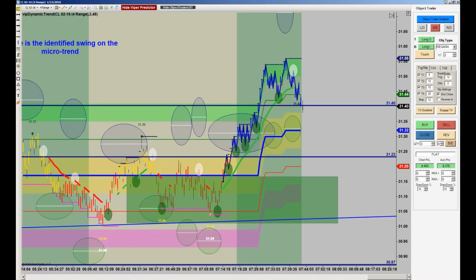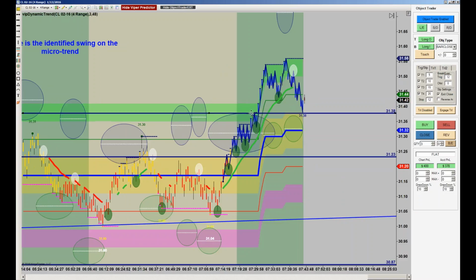So you want to know what I'd be doing right here? I'd be going right back in that little dude because it came right on top of that swing right there. Everybody see why on that? Let's see if we can get it. Bar close, long.